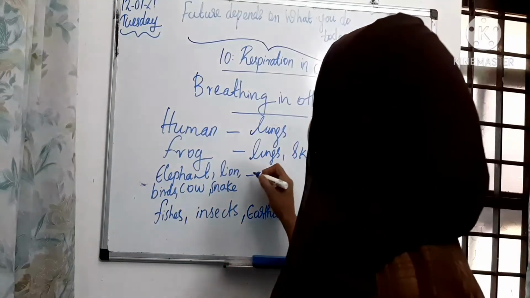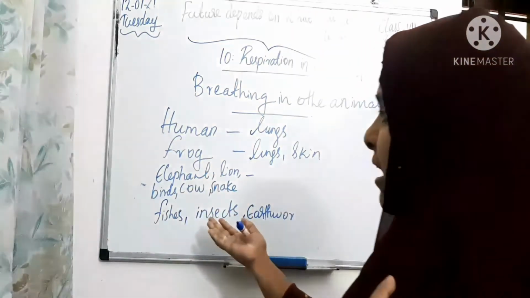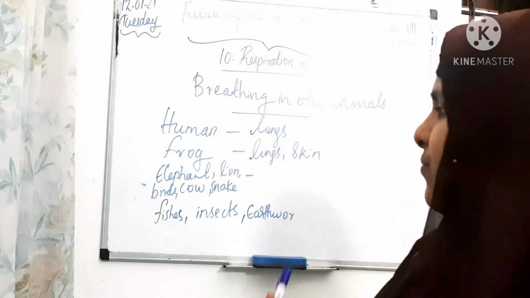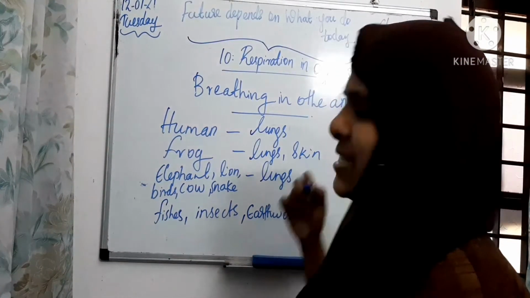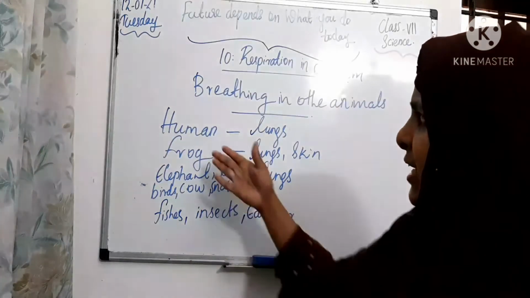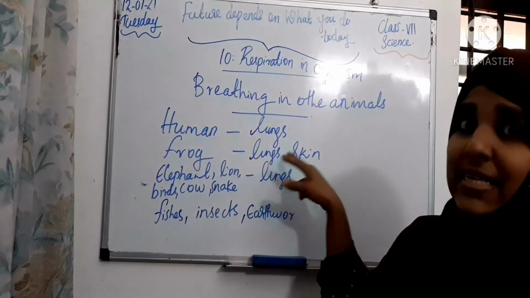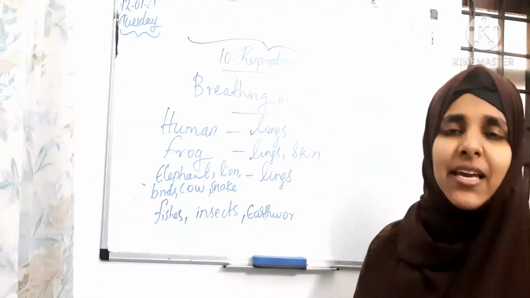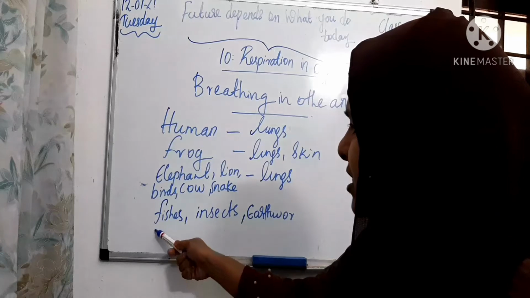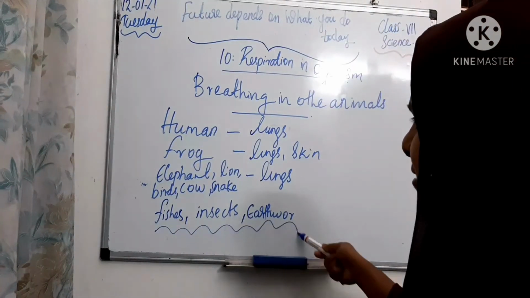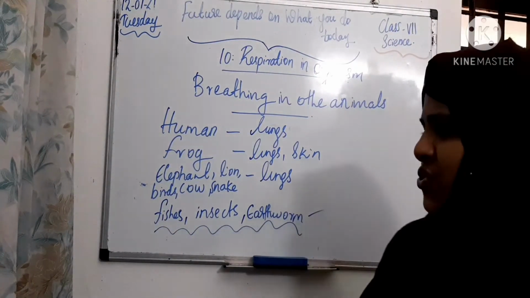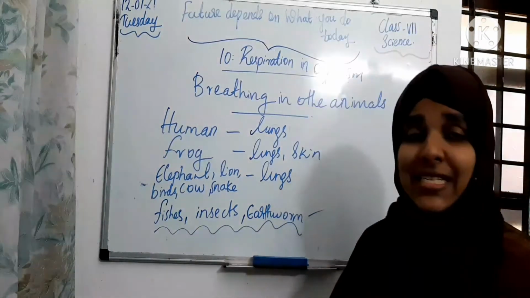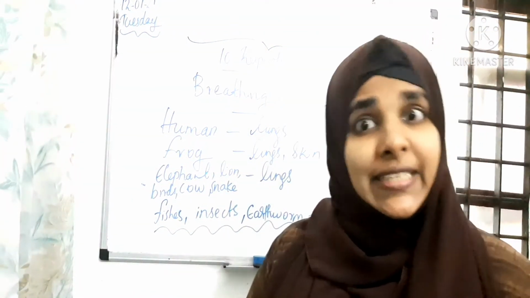In elephant, lion, cow, snake and birds, breathing is through the lungs itself. Lungs are in their chest cavity. So we can learn easily: in humans, lungs; in frogs, lungs and skin also; in elephant, lion, birds, cow and snake, lungs in their chest cavity. But what about fishes, insects and earthworm, children? Earthworm I already discussed; it breathes through its skin itself. But fishes and insects, we can check in detail.